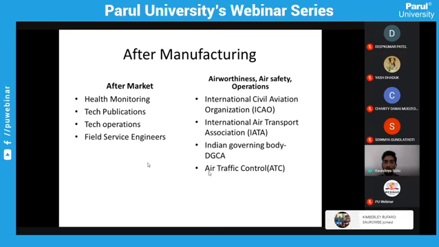Similar to ICAO, the governing body in India is DGCA, the Director General of Civil Aviation. Similarly, air traffic control comes under it. So these are the governing bodies. And just DGCA alone, reading all of it will take you at least 30 classes. So it's a big topic as well.